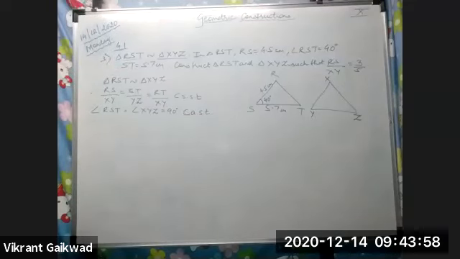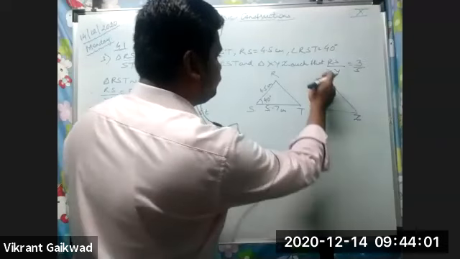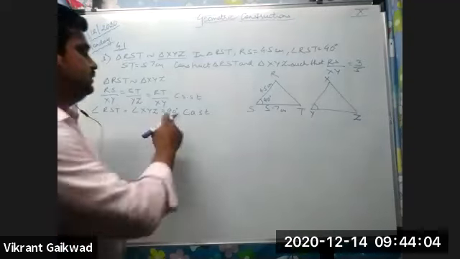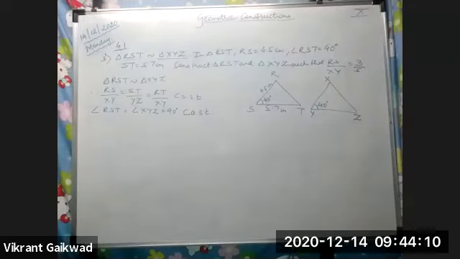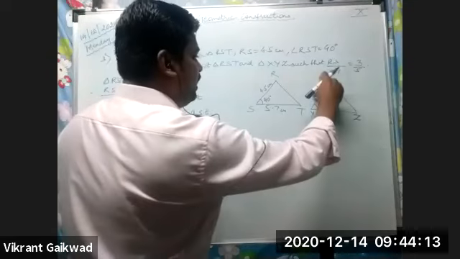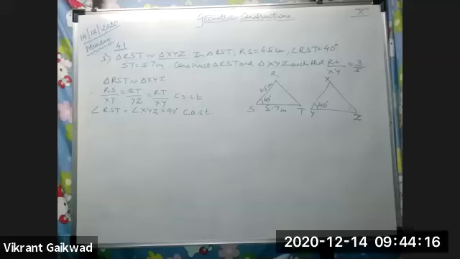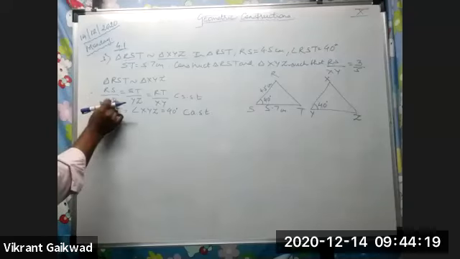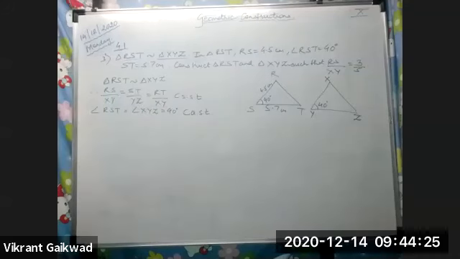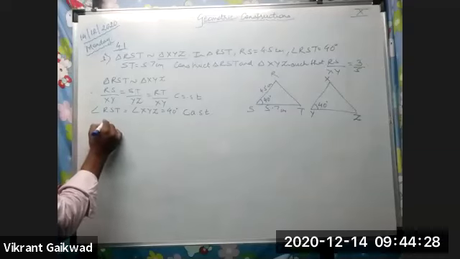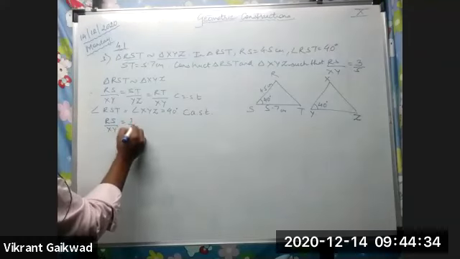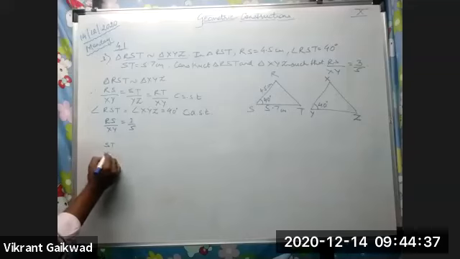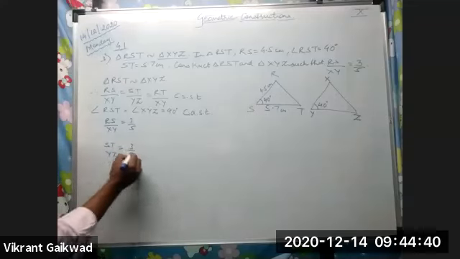Is this clear? So the first value of triangle XYZ we have found out, and that is angle Y, which is 40 degrees. Now check, we need YZ and XY. So we will use the ratios which contain sides YZ and XY. For example, RS upon XY equals 3/5. Then you'll get ST upon YZ equals 3/5.